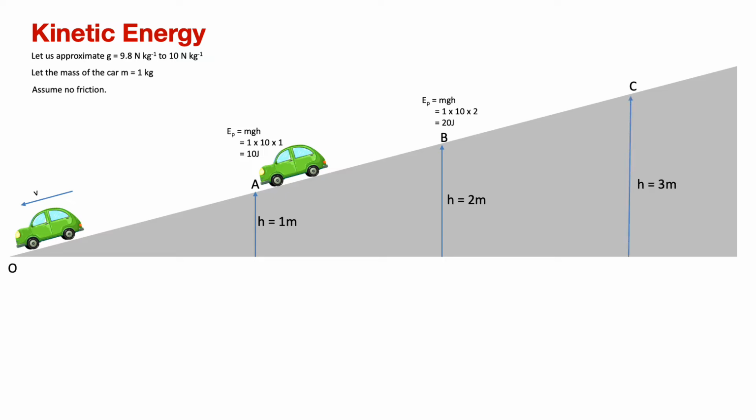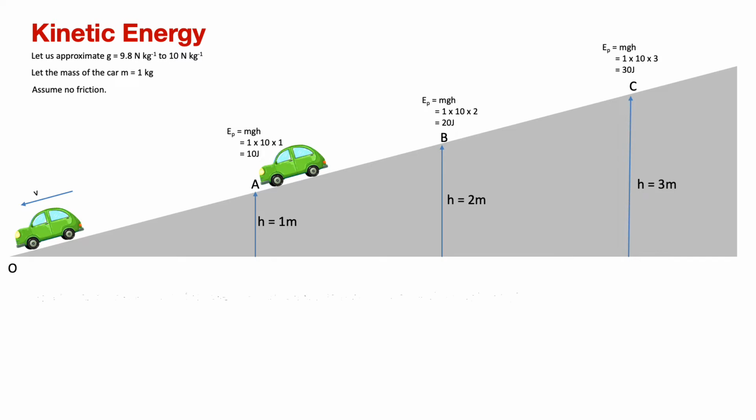Finally, we take the car up to a final height of 3 meters at position C and release it. Up at position C, it's got an mgh there of 30 joules. So when we release it from position C, it's going to roll down the slope and be going even faster when it reaches the bottom of the slope.